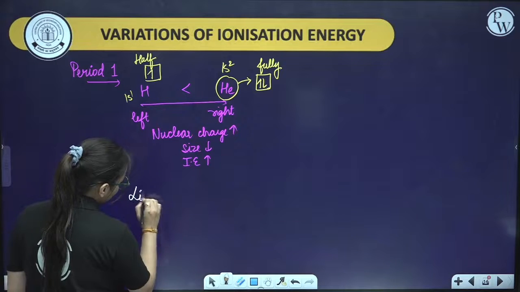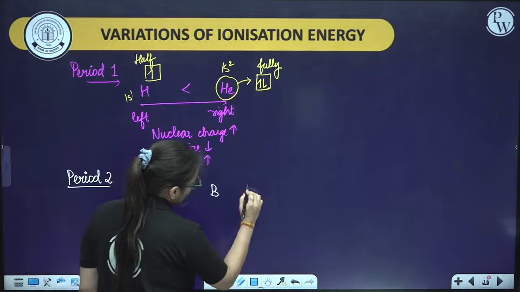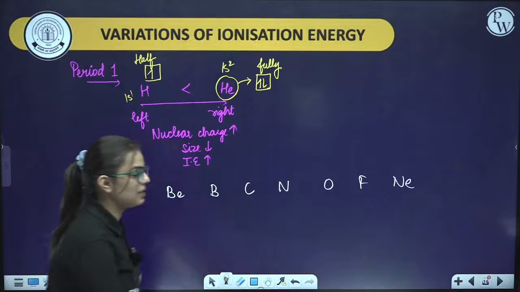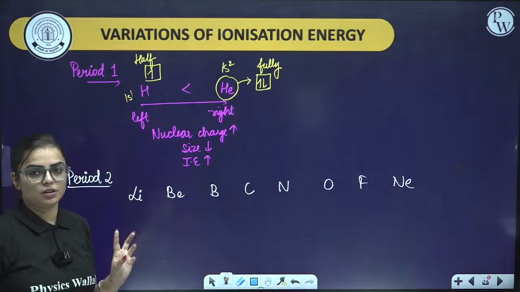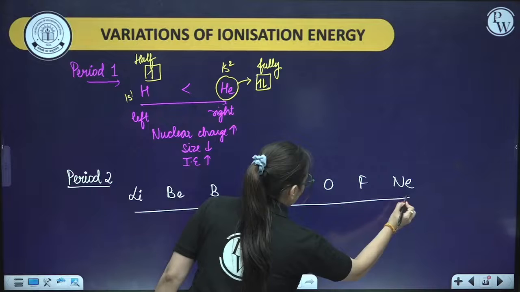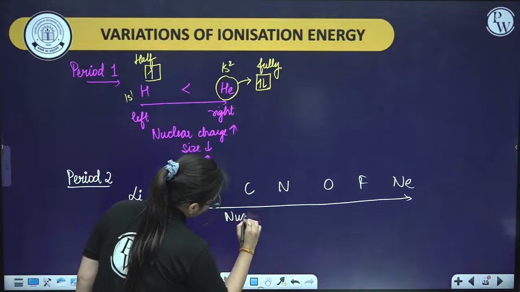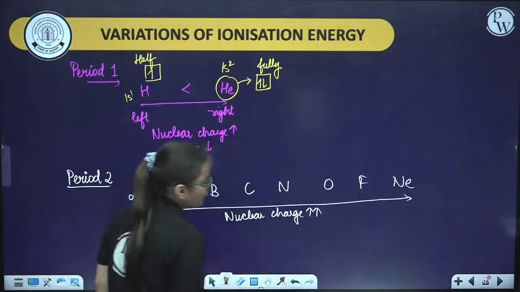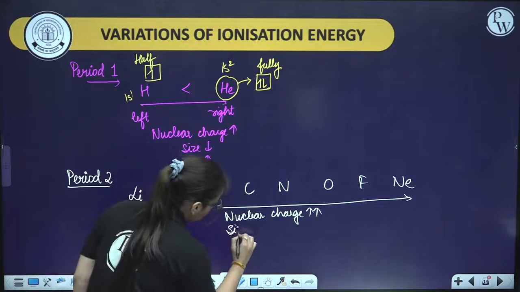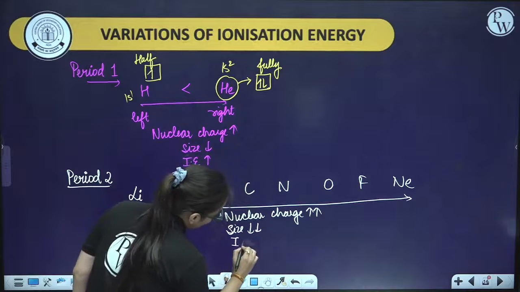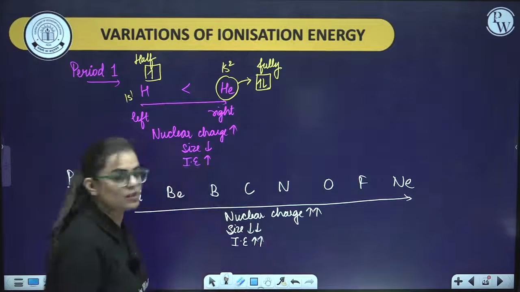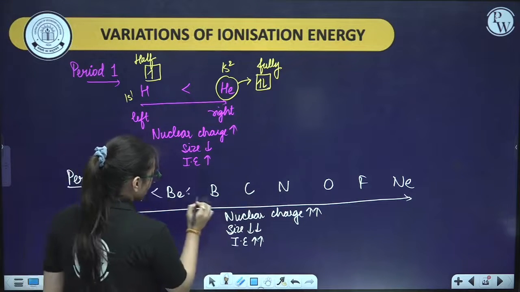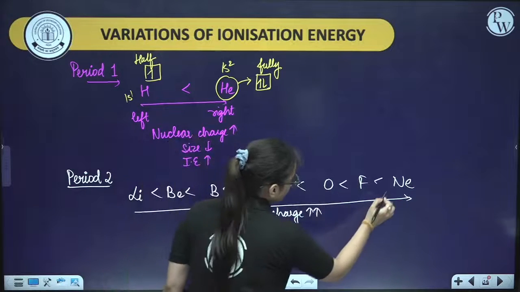We have lithium, beryllium, boron, carbon, nitrogen, oxygen, fluorine and neon. Yes, everybody. First of all, write down the general trend. The general trend is, when you are moving from left to right, nuclear charge increases. Very simple. If nuclear charge is increasing, that means the size is going to decrease. If size is going to decrease, ionization enthalpy will increase, because they are inversely proportional. Also, ionization enthalpy is directly proportional to nuclear charge. So it will increase. This should be our trend. But yes, there are some exceptions.